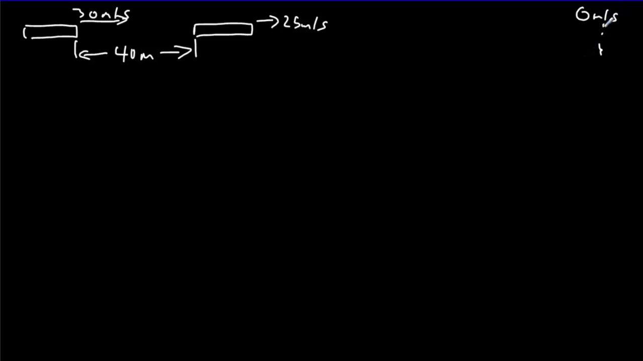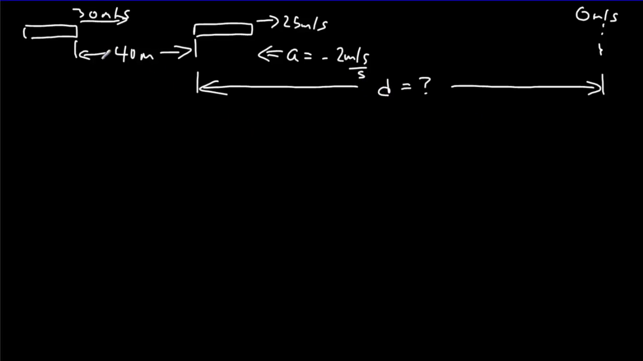where it will be going at 0 meters per second because it's accelerating to the left at 2 meters per second every second. So the first thing that we're going to be asked for is the stopping distance, d here. We're then going to be asked for the acceleration of this second car, so I'm going to call that a2. And then we're going to be asked for the amount of time it takes for that second car to come to a stop.